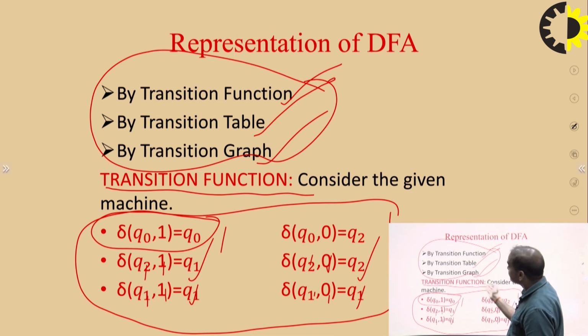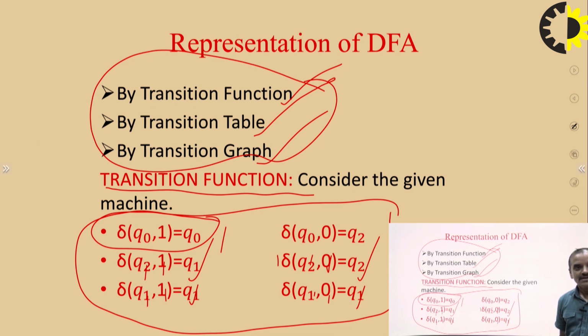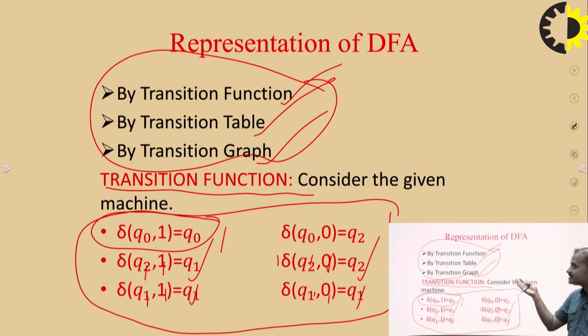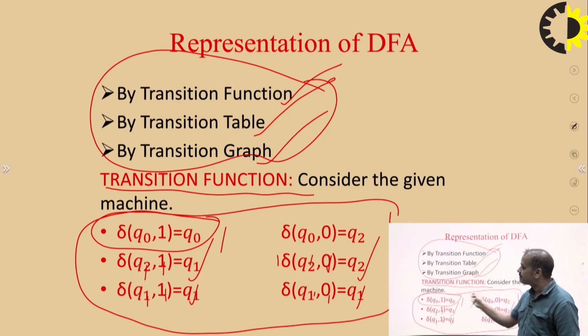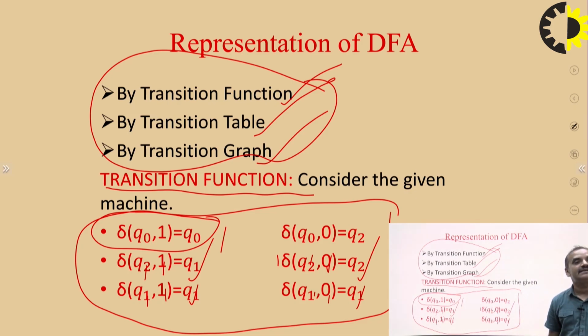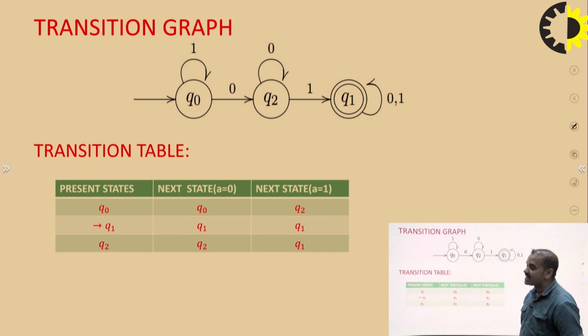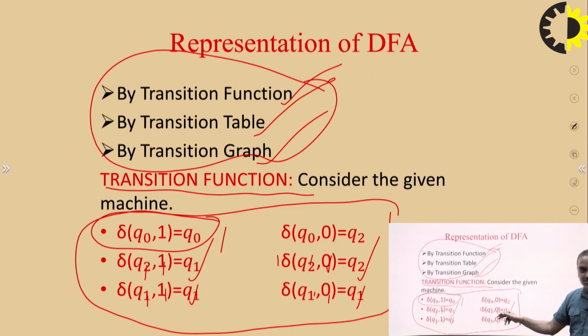This is the transition function which may represent a machine, and that machine is represented in the form of a transition function. There is no need to write it only in the form of a transition function; we can also write it in the form of a transition graph or a transition table. But here the topic is representation, so we want to see how this machine is represented in the form of a transition function. This is the transition table of the same machine.